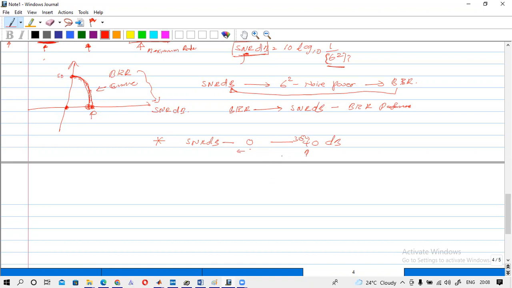So we can take SNR dB values from 0 to 30 dB, and we have to calculate the bit error rate for all these SNR dB values, and we can plot it. That is how we draw a graph. Now we are going to draw a graph. Our independent variable will be SNR dB. Our dependent variable will be BER. So we will see how to do it.